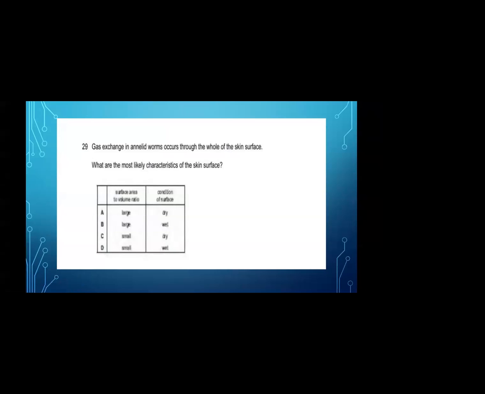The first question is that gas exchange in annelid worms occurs through the whole of the skin surface. What are the most likely characteristics of the skin surface? They gave us 4 options: large surface area to volume ratio, conditions of the surface should be dry; large surface area, wet condition; small surface area, dry condition; and small surface area, wet condition.